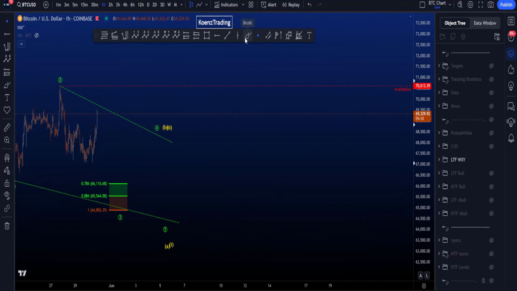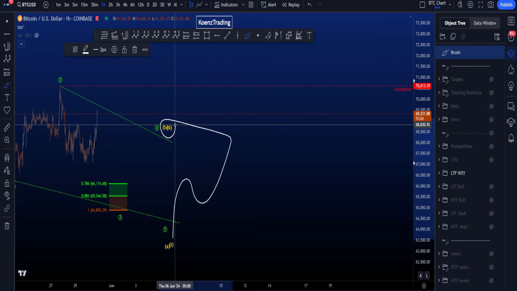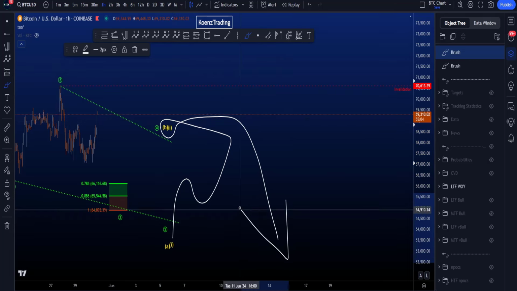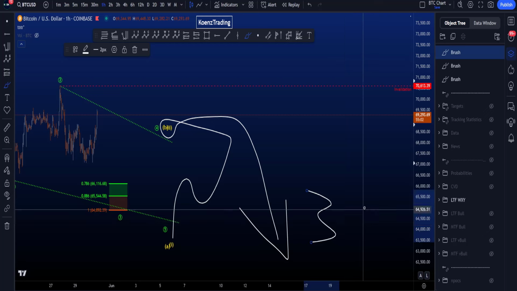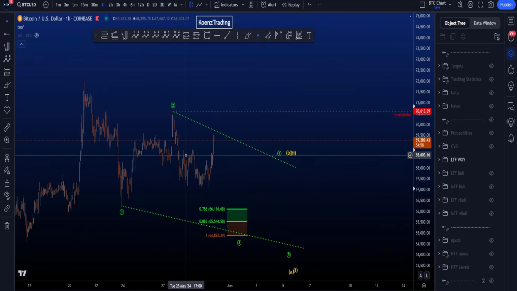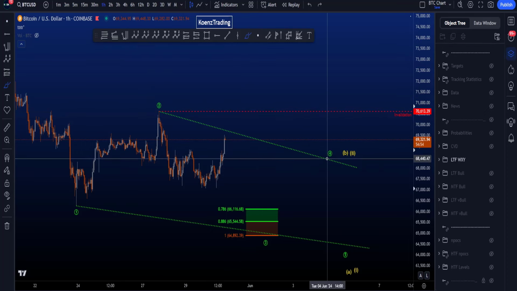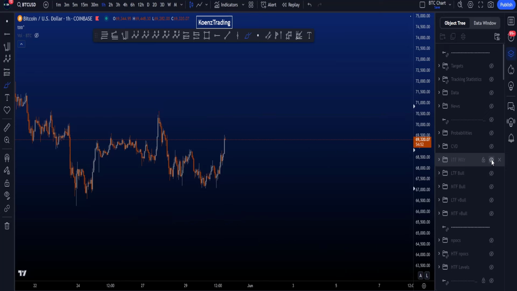When that is finished, we're going to be looking for a bigger 3-wave corrective structure to the upside in B or 2, and then another move to the downside in either a wave 3 or a wave C. The invalidation for this scenario is price moving towards the upside and taking the high of wave 2 at 70.6k.